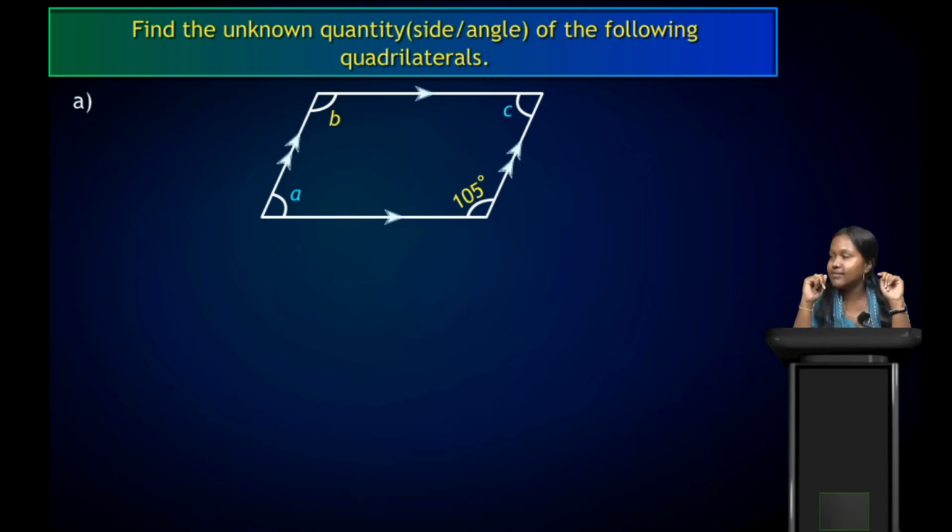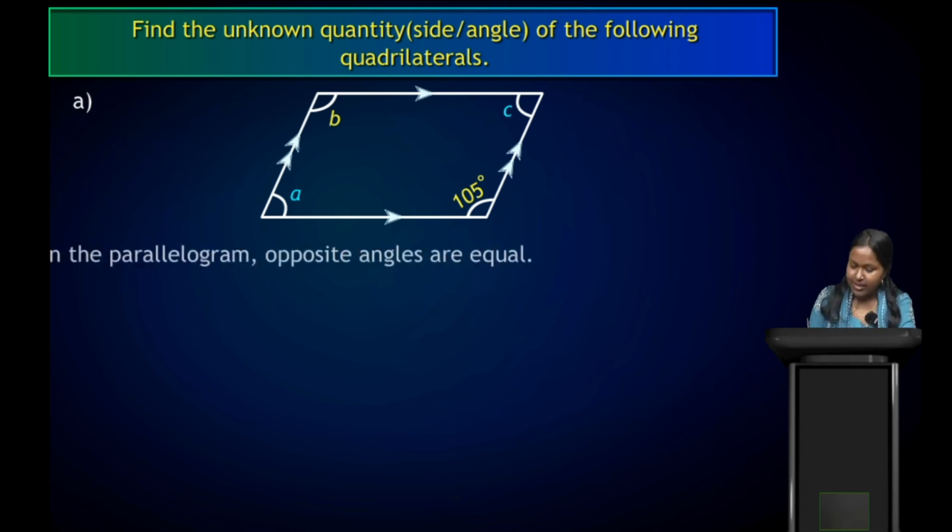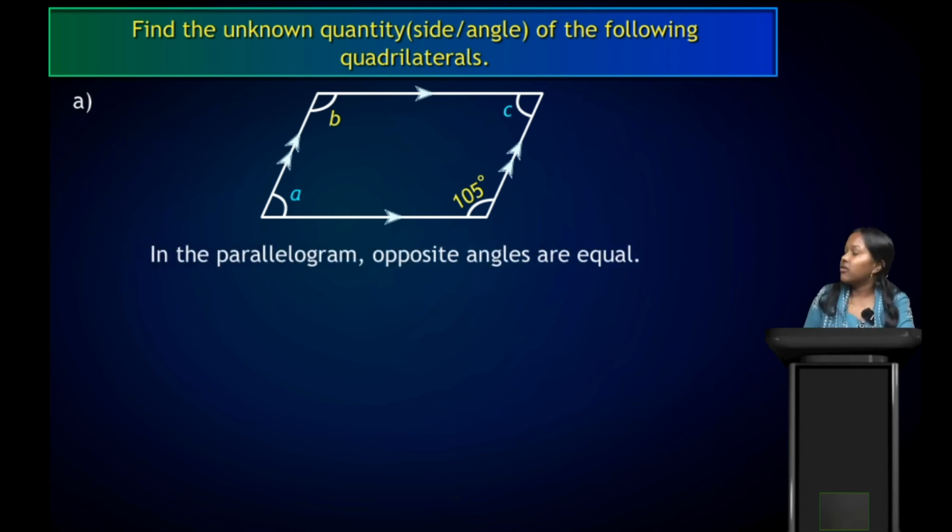So can you find, my dear children? Can you do? Let's see. In a parallelogram, what do we know? Opposite angles are equal. Already we know from our previous class. As the opposite angles are equal, I think by observation only, you can tell one angle value right now. Can you tell which angle will be directly equal to 105?